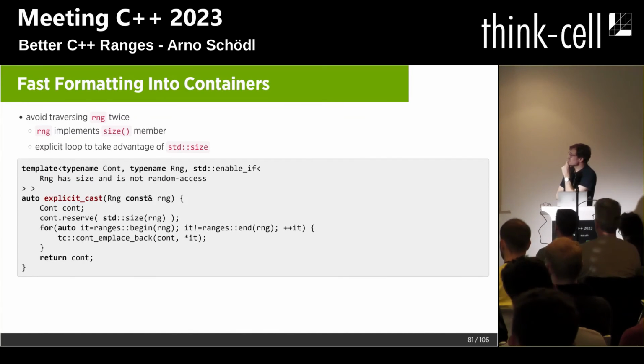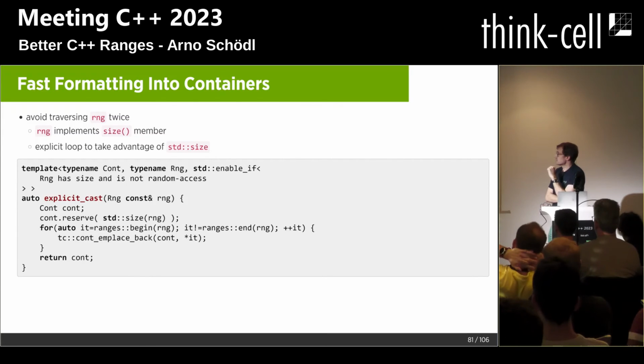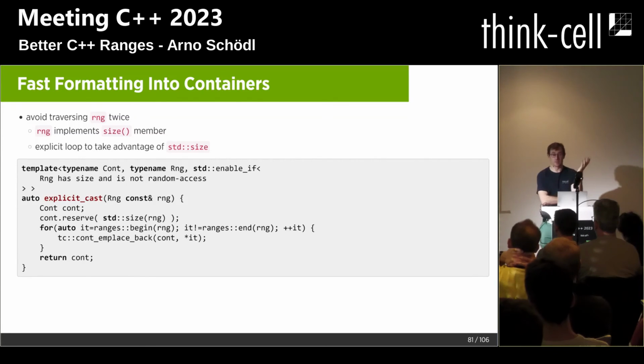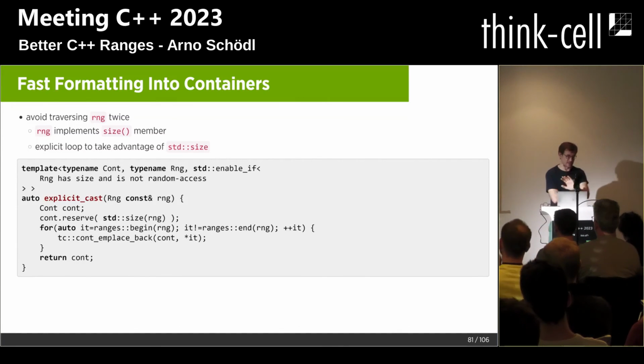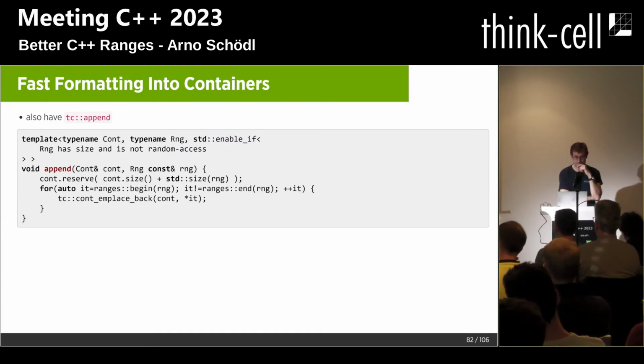So we have an explicit cast where the range has a size and is not random access, and then you can do the reserve with std size, and then iterate. For list, for example, not random access, that's fine. Otherwise, you would have to iterate and still reallocate multiple times. Here you don't have to, because list, for example, would have a size.